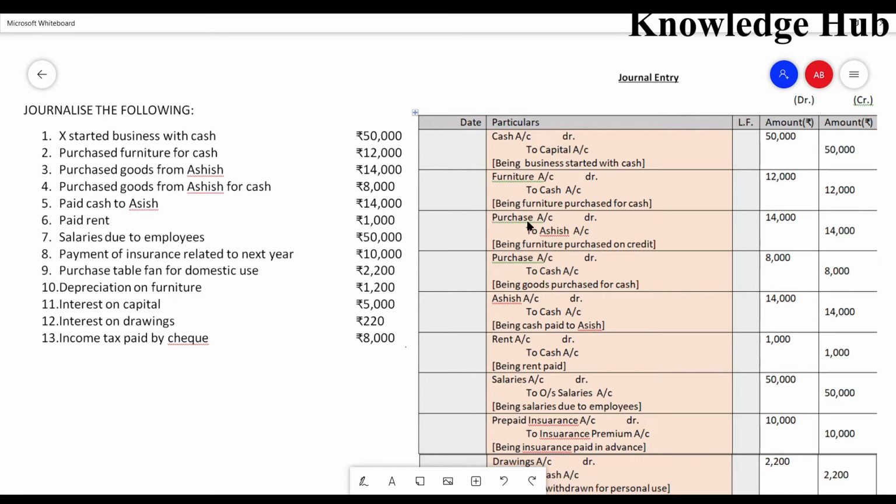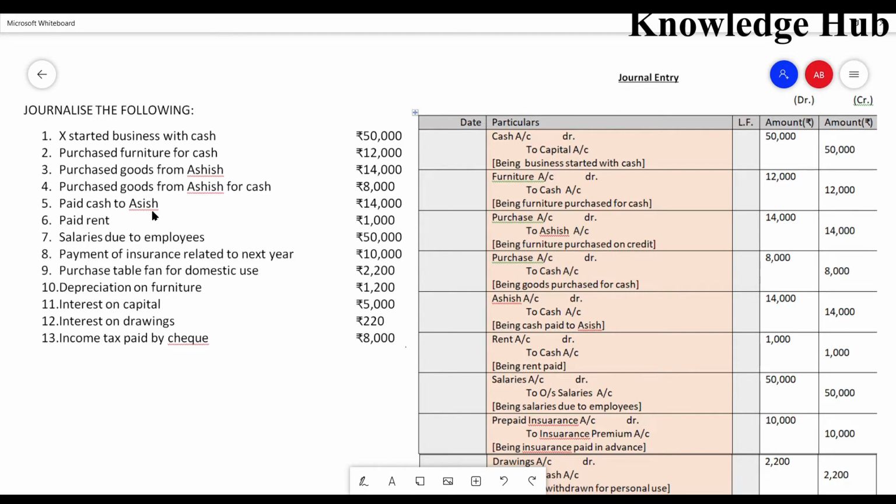See, I have debited the purchase account. Being goods brought in, that is, real account when comes in is debited, so I have debited my purchases, and Ashish account will be credited. Since I have purchased the goods from Ashish and not paid him, he becomes my creditor. So, to Ashish account 14,000. Let us move into the next transaction.